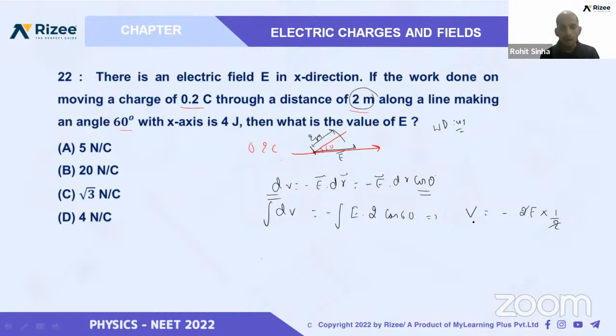Now it is also given that the work done is 4 joule, and we know that V is equal to U by Q. U is given as 4 joule and Q is given as minus 0.2 coulomb. We will cut here, we get 20. Then you will get the magnitude of E as 20 volt per meter, or Newton per coulomb.